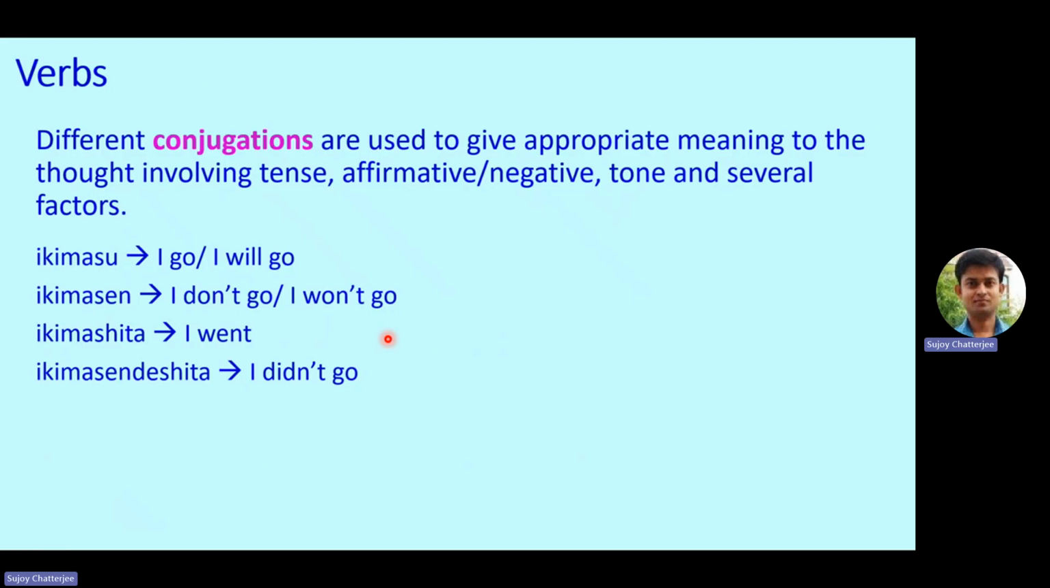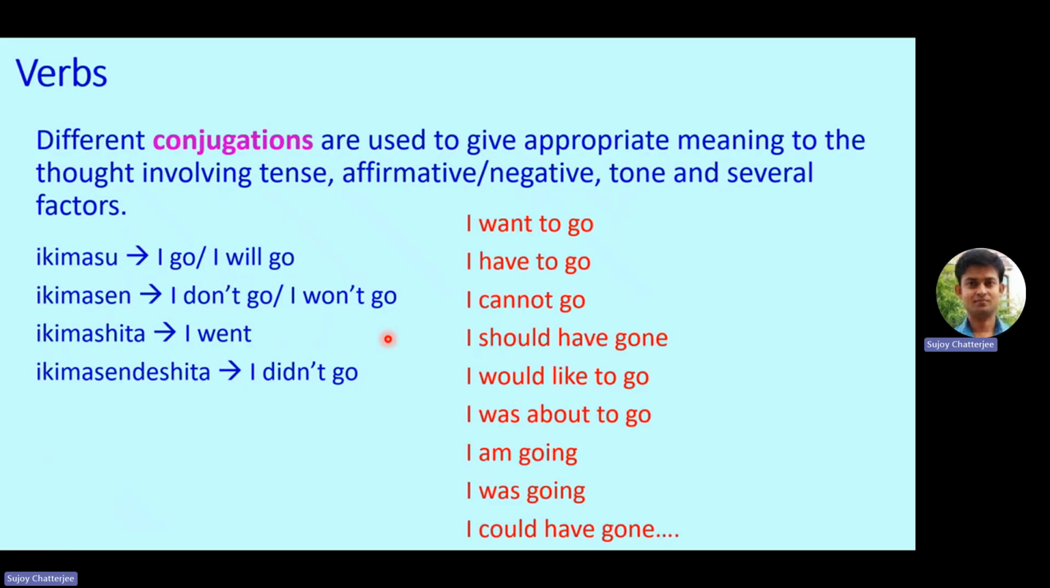Now, ikimas means I go or I will go. Ikimasen means I don't go or I won't go. Ikimashita, I went. Ikimasen deshita, I didn't go. So this is an example of how the conjugations can give proper meaning to the base verbs. So the four forms that we have learned so far, that is mas, masen, mashita, and masendeshita. But do you think that it is enough? Are these four forms enough to express all the types of actions that are being performed?